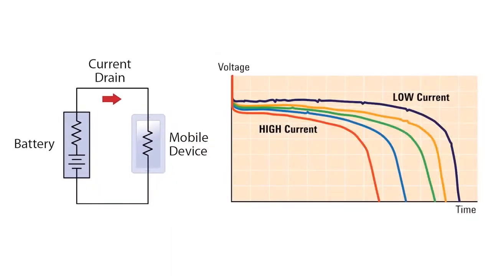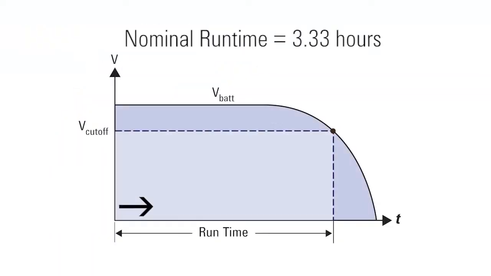A manufacturer may specify a discharge C rate of only 0.3, for example, because higher discharge rates will lead to lower capacity and energy delivered from the battery. For a 1 amp-hour battery, a C rate of 0.3 would be a 0.3 amp constant current discharge. Using this C rate would theoretically discharge the battery to its cutoff voltage in 3.33 hours.